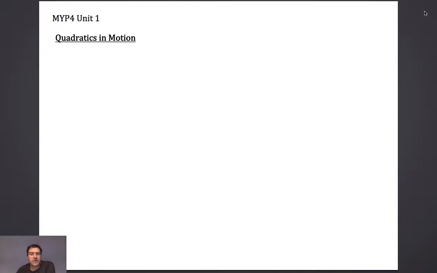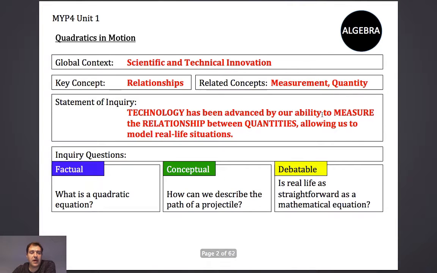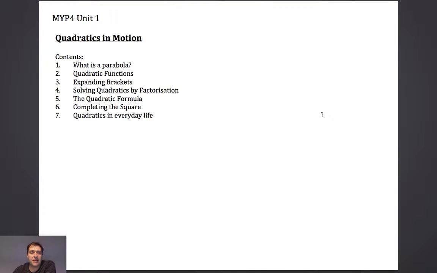Okay, so here's the first one in a little series of videos just running through the notes for the unit, MYP4 Unit 1, Quadratics in Motion. So there's all the IB concepts and contexts and things that we introduced at the start of the unit. If you're missing those, you can freeze frame. And there's the list of contents. There are 7 things on my contents list, and that will correspond to a video for each of those.